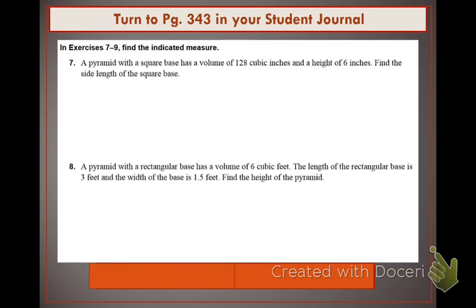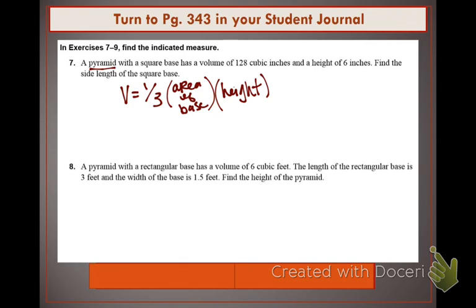So, a pyramid with a square base. So its volume equals 1/3 times the area of the base. Remember, when it says pyramid, you always have 1/3 times the height. So whenever you see a problem where it says find the indicated measure, you need to write in the formula for the area of the base. So this base is what kind? Square.